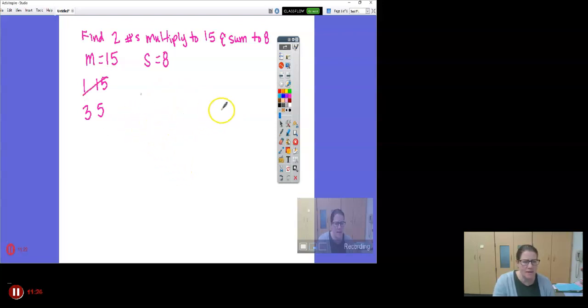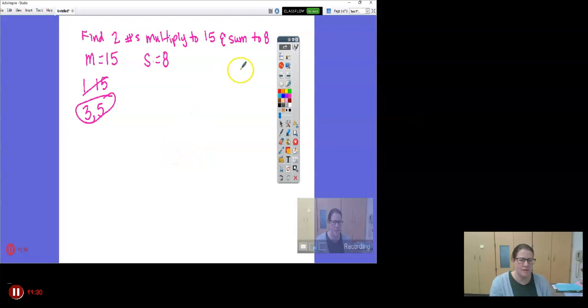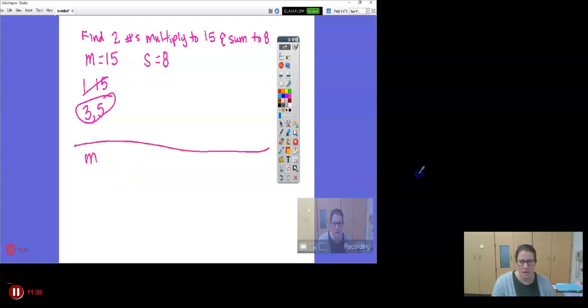3 plus 5 equals 8, so these are the two numbers I was looking for. So 3 and 5 both multiply to 15 and sum to 8. The reason that we're looking at these is because this is going to help us in our next section, where we begin to learn how to factor quadratics. We'll talk more about what that means later. So let's try it again.